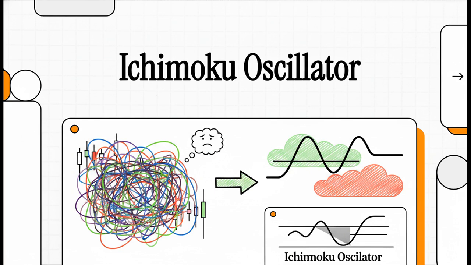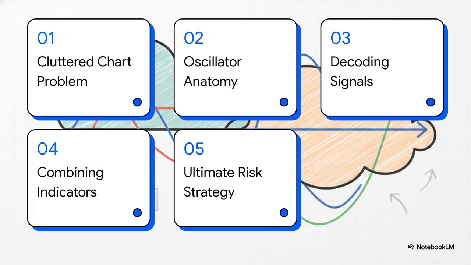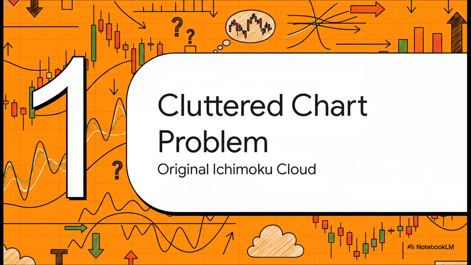We're going to look at a genuinely brilliant tool that takes the massive power of traditional Japanese trading indicators and neatly packages it away from your price action so you can actually see what the market is doing. Here's the game plan for today. We'll start with the cluttered chart problem, break down the anatomy of the oscillator, decode the trading signals, look at combining with other indicators, and wrap up with the ultimate risk strategy. Let's get into it. Section 1.